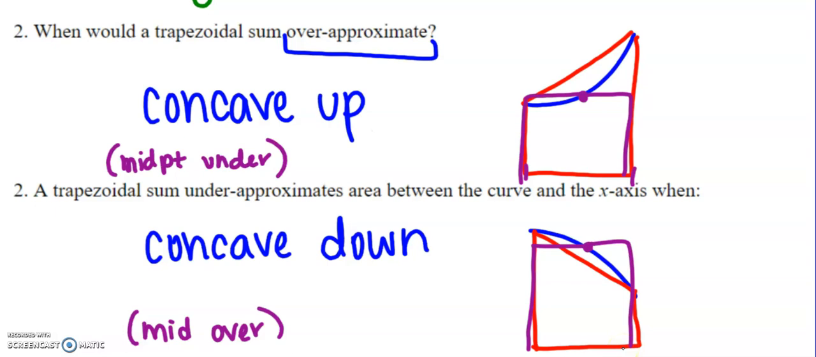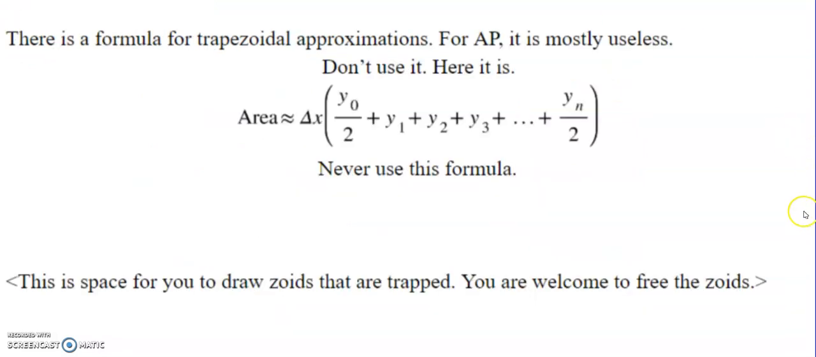So increasing and decreasing deal with left hand and right hand being too big or too small. Concave up, concave down deal with trapezoid or midpoint being too big or too small. You'll see examples of this, don't worry.